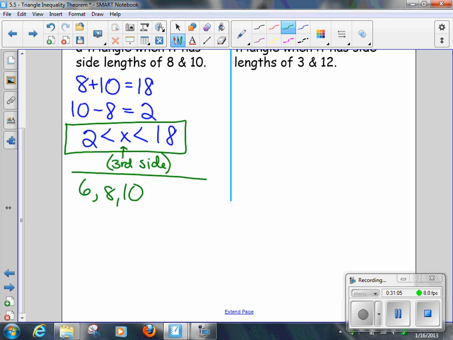I have to put numbers in order, right? All right, here we go. 6 plus 8 is what? I hope you're writing this down, because if you're not writing this down, that would make me very upset. Is 14 greater than 10? Does it form a triangle?